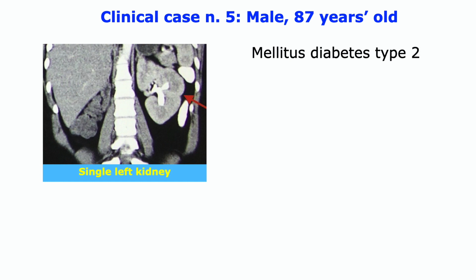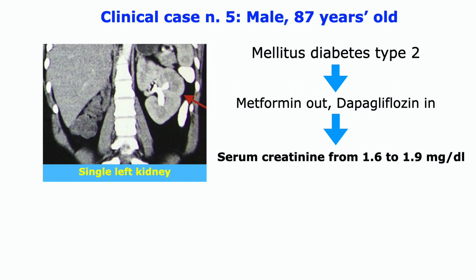Type 2 diabetes mellitus. According to the high levels of glycated hemoglobin, the diabetes was held in decompensation despite the recent intake of the glycosuric drug dapagliflozin. After such a change in treatment, the serum creatinine increased from 1.6 to 1.9 milligrams per deciliter. Definitely, some decrease of the glomerular filtration was occurring.